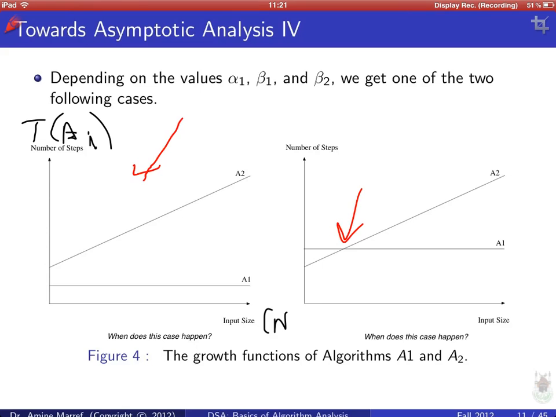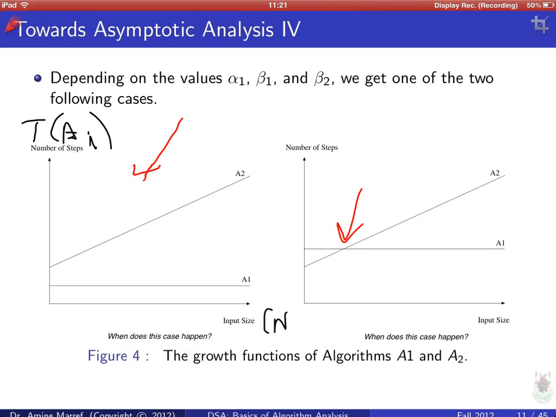In this part, A1 is always more efficient, so it's not really interesting here. But in this part, A1, at the start, is not more efficient, but towards infinity, it is more efficient. Okay? After that, we're going to stop here so that we don't get into something new.